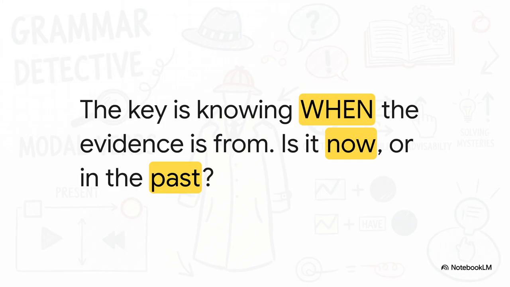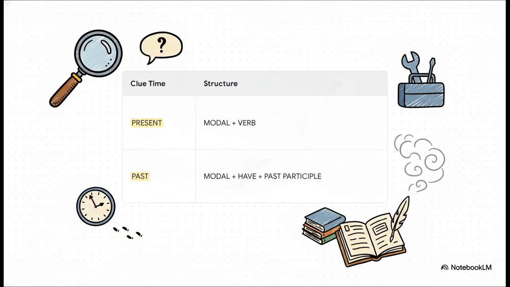When you boil it all down, the most important part of this whole detective thing is just asking one simple question. When is the clue from? Is it about right now, or did it happen in the past? Your answer to that question tells you exactly which formula you need to use. And here it is, your official detective's cheat sheet. The whole case solved on one slide. If the clue is in the present, it's just modal plus verb. If the clue is from the past, it's modal plus have plus past participle. That's it. That's the whole secret code.